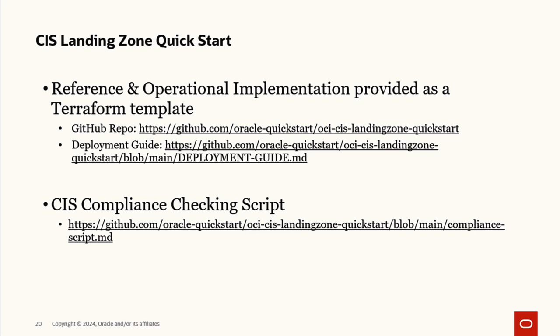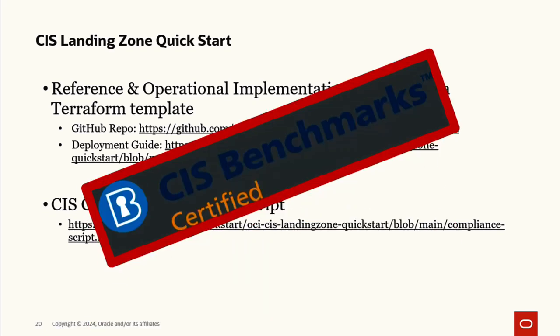And the script, by the way, is just a Python script that scans your tenancy across all subscribed regions, and will give you a report. I have a little demo at the end that I'll show you. And these two solutions have been certified by the CIS organization itself. The Terraform implementation is a certified configurator, and the script is a certified assessor.